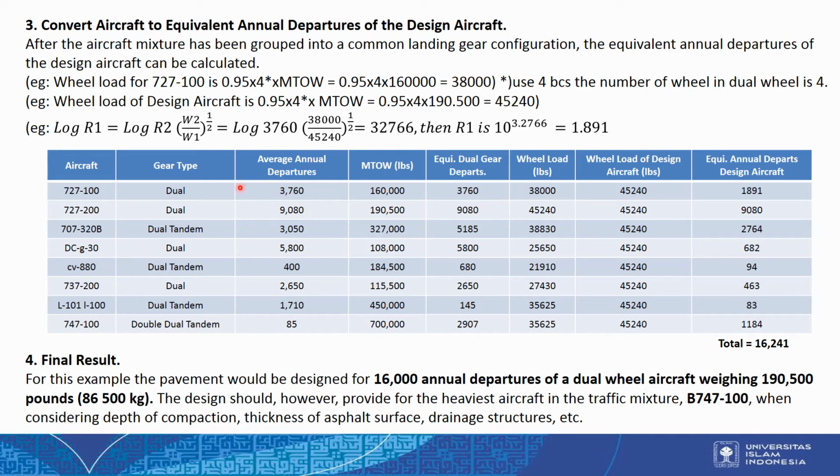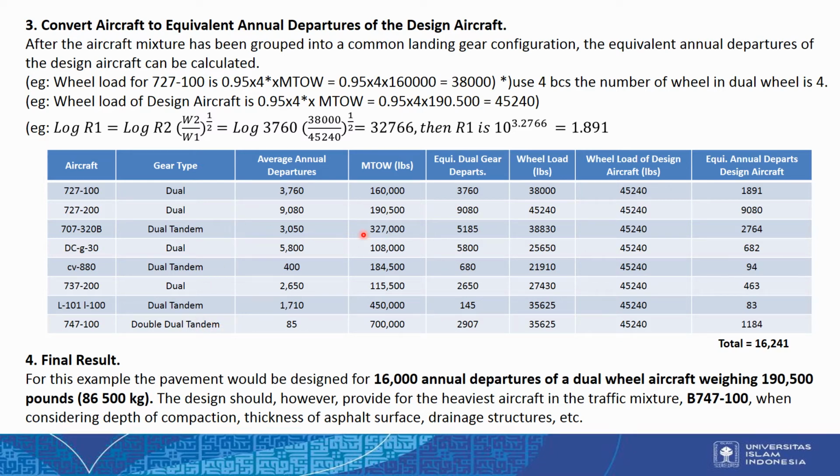Because the aircraft design is 727-200, and they have the same gear type, the equivalent dual gear departures will be the same as the average annual departures. This is also the same as the average annual departures, but we have to convert the dual gear departures from the average annual departures for the dual tandem gear type and double dual tandem gear type.